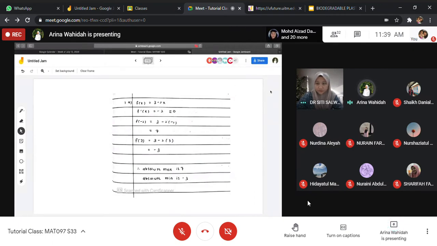So the equation given is f(x) equals to 3 minus 2x. So I differentiate the equation and I got -2. And then I find the f(x) value at -2 and I got 7. And then I find the f(x) value at 3 and I got -3. So as conclusion, I got absolute max is 7 and absolute minimum is -3.